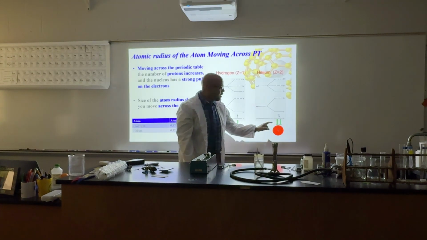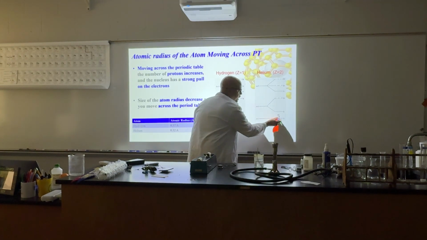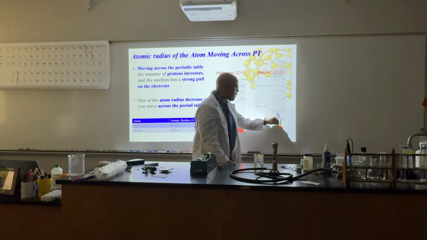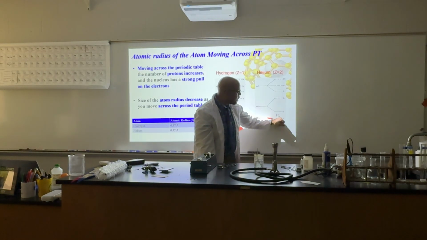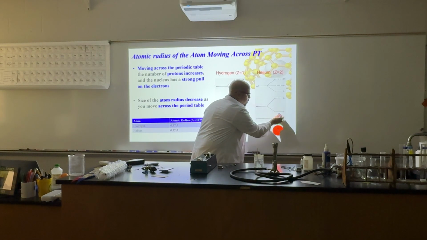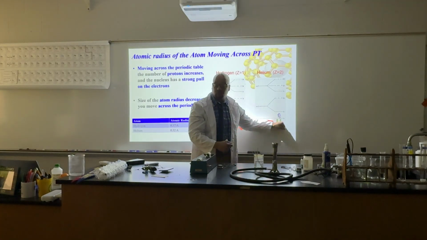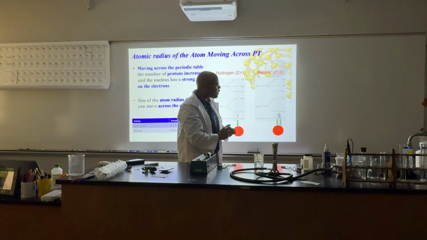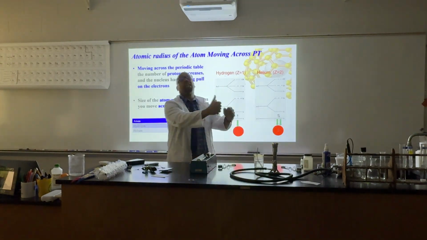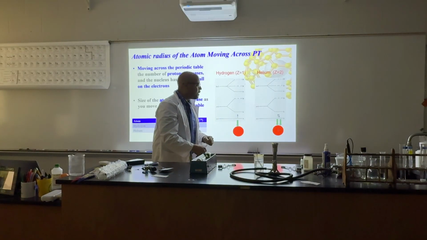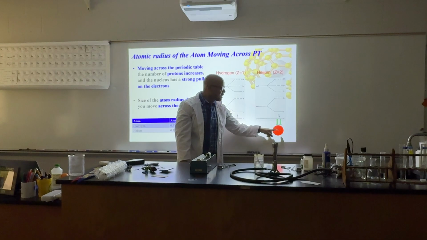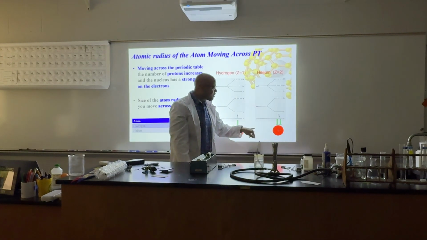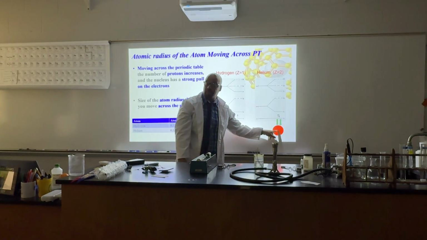If I look at helium, this electron right here feels the force of two protons pulling it towards the nucleus. The other electron feels the force of two protons pulling it towards the nucleus as well, which means each one of those electrons is feeling two protons pulling it, so they're going to get pulled in closer. That means the size of helium relative to hydrogen is going to end up being smaller.